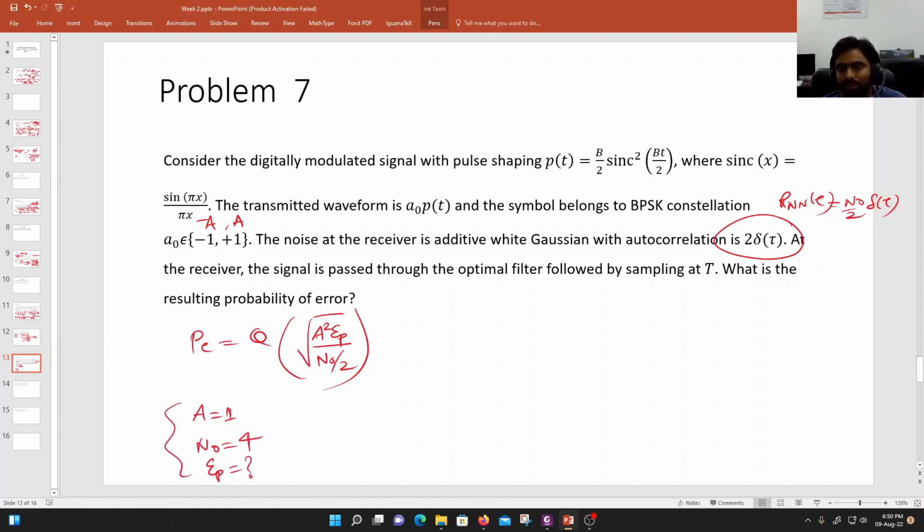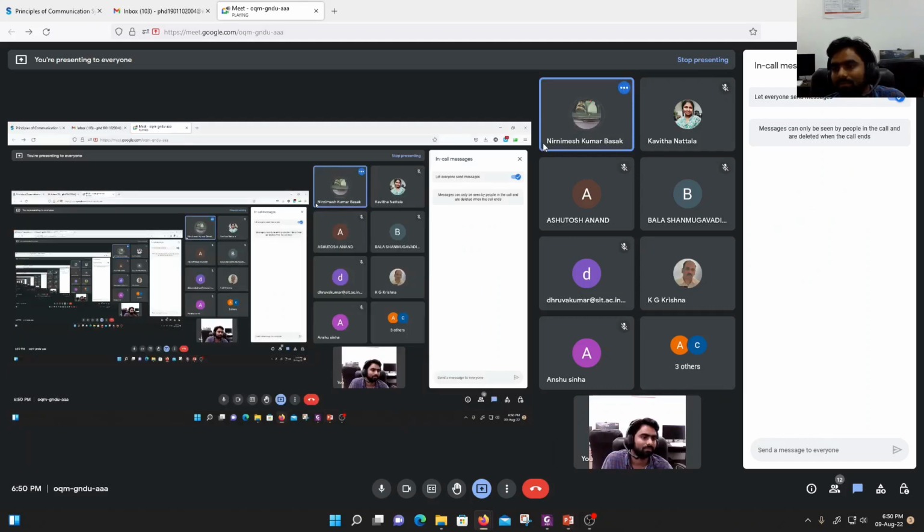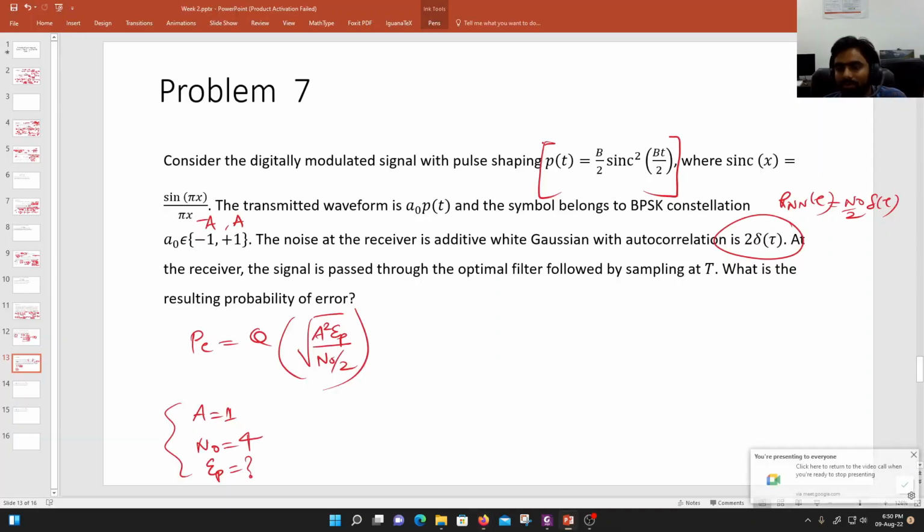Anyone, how to calculate Ep? Can you directly calculate from this equation? No, directly you cannot calculate, so we need to take the Fourier transform. Why do we have to take the Fourier transform? Because time domain energy is equal to frequency domain energy, and the sinc square will be converted to a rect or triangular pulse, so that will be an easy calculation. Yeah, correct.